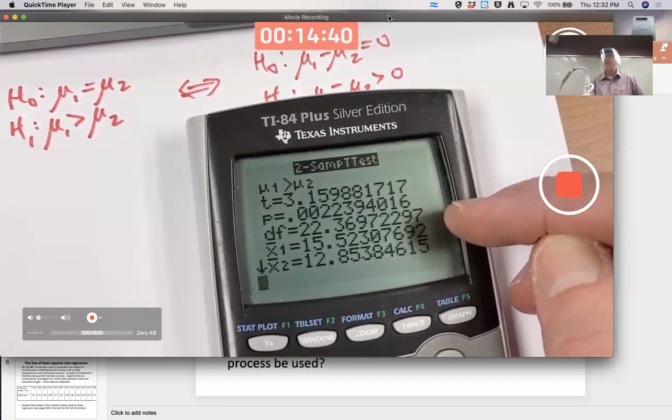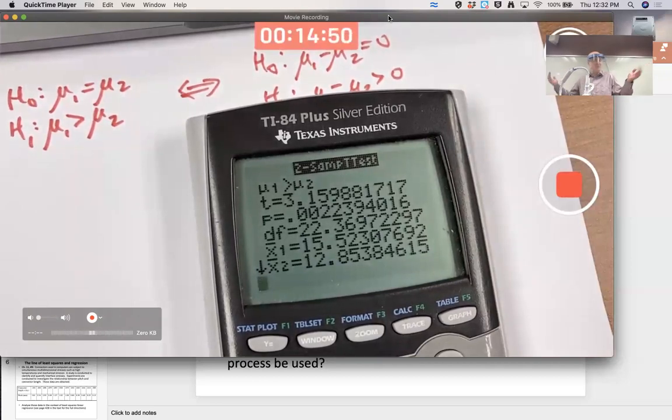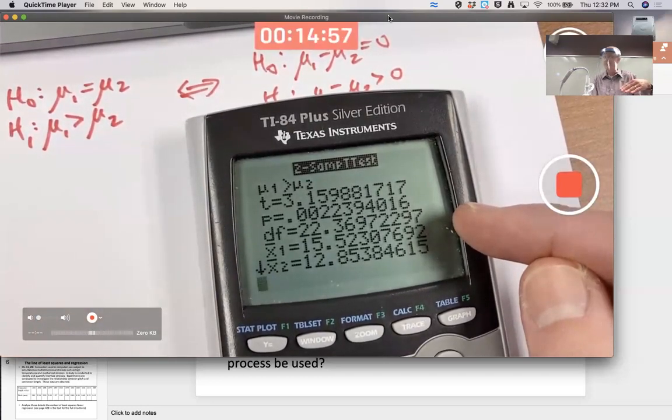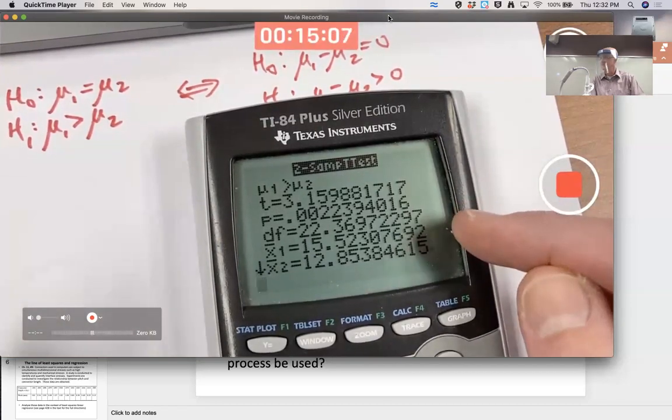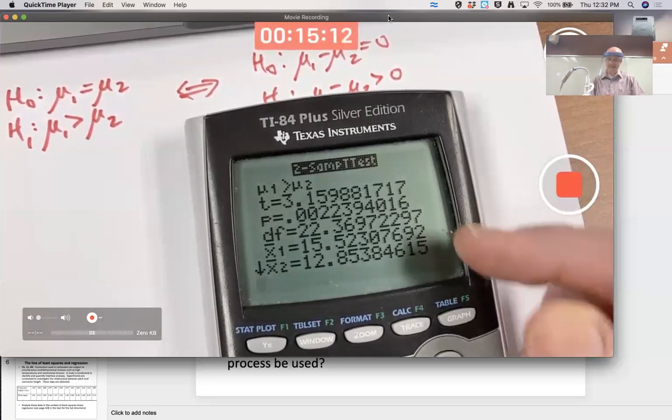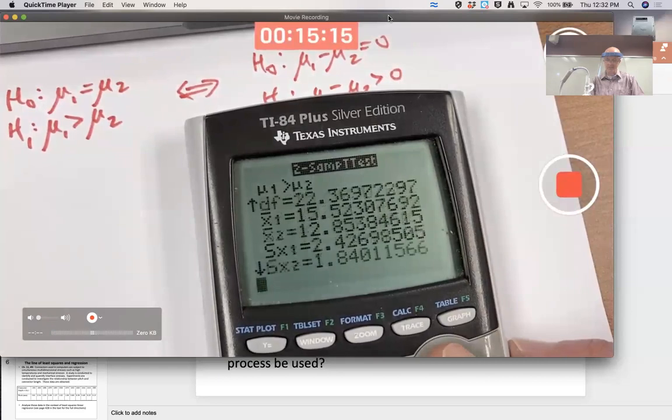Well, the Smith-Satterthwaite formula definitely can give you a non-whole number. But wait a minute, what does that mean about which t distribution you would use? You could round down. Rounding down always plays it safe, to 22 degrees of freedom. That's a conservative approach if you use a lower degrees of freedom. And then you could use the table, or you could use t-ind on the calculator. It's telling you summary statistics as well here.